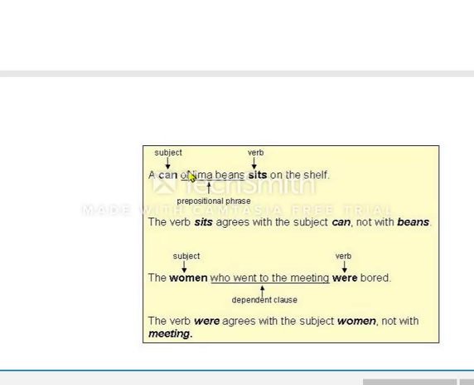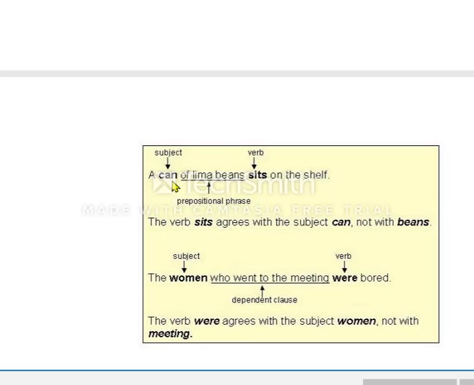A can of lima beans sits on a shelf. Now the verb sits agrees with the subject can, not with the beans. I just told you that you will not consider beans as the noun. You will consider can as the noun, because whatever the can has, it has no concern with the subject. So the verb sits agrees with the subject can, not with the beans.